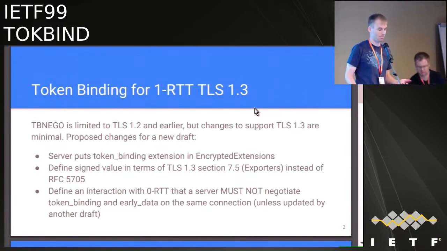The changes are on the server side. The token binding extension goes in encrypted extensions instead of in server hello. We can clarify the language that the signed value is using TLS 1.3 section 7.5 exporters instead of using the RFC 5705 language. And if this is a separate draft, I would just include language that since TLS 1.3 requires all new extensions to define their interaction with zero RTT, we can just say that the server must not negotiate both token binding and early data on the same connection unless updated by another draft, that being the zero RTT draft.